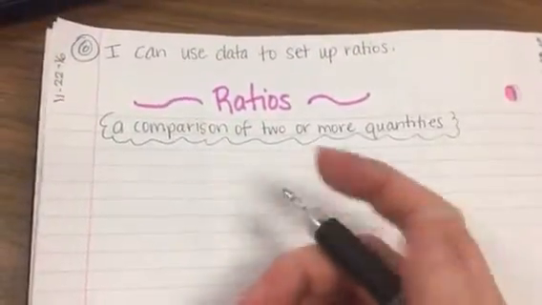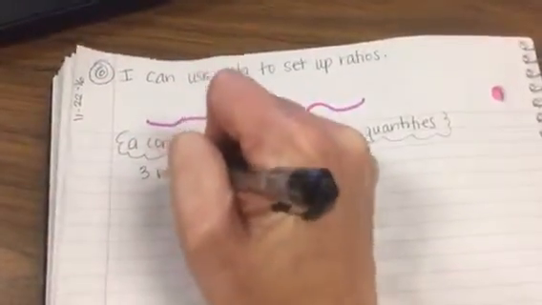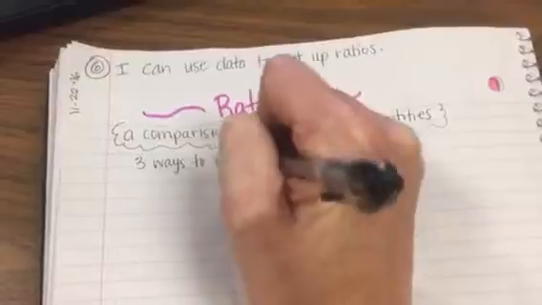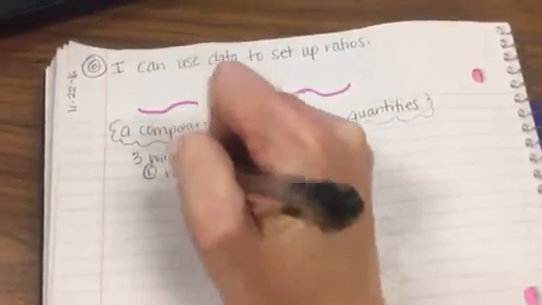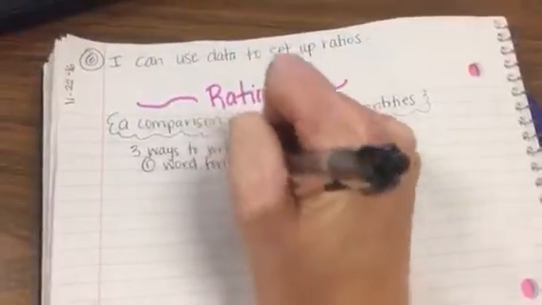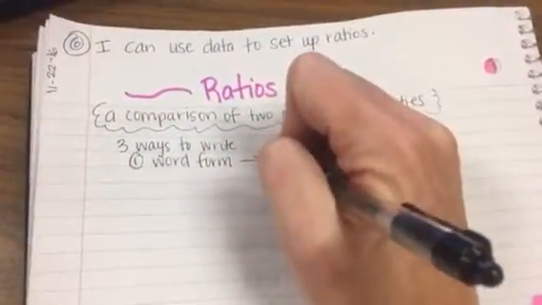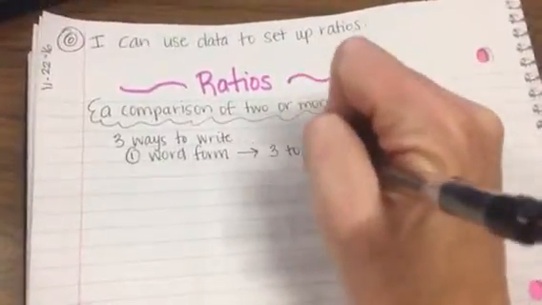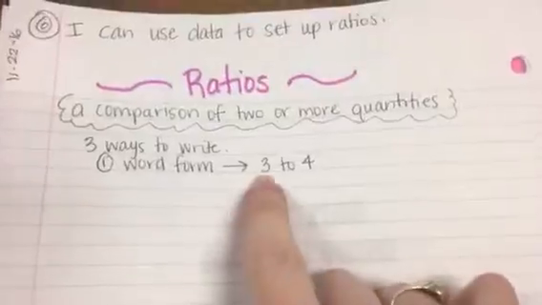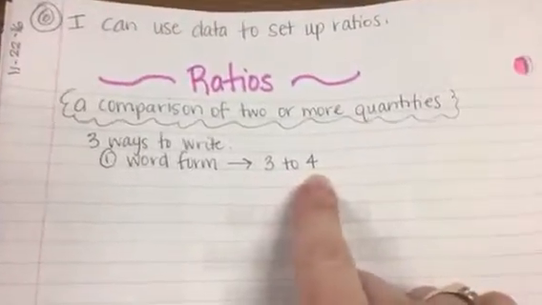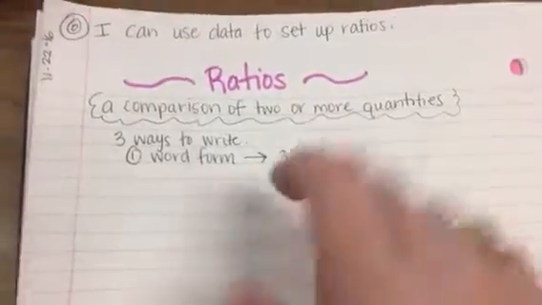Now, with ratios, we can write them three ways. There are three ways to write ratios. The first way is in word form. We can use the word to, T-O. I might say the ratio comparison is 3 to 4, which means I have 3 red shirts and 4 blue shirts in my drawer. So the ratio is 3 compared to 4.